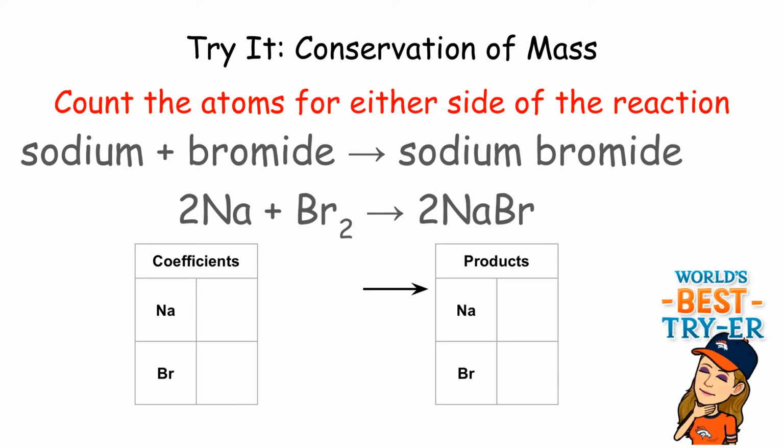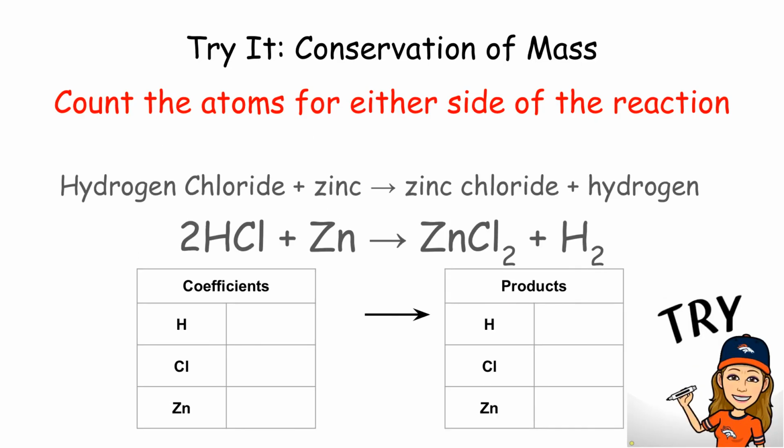So on this side, we have 2 Na and 2 Br. Over here, we have 2 Na and 2 Br. So yes, conservation of mass has been applied. Our last example, count the atoms on either side of the yield sign. So we have 2 hydrogens, 2 chlorines, and 1 zinc. We have 2 hydrogens, 2 chlorines, and 1 zinc.